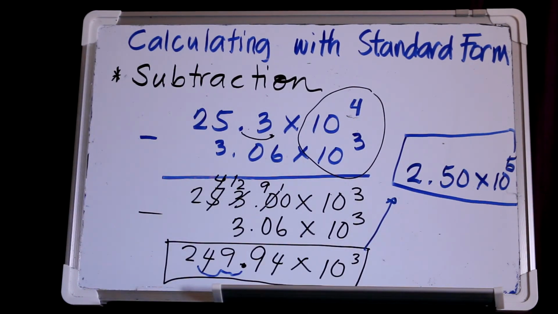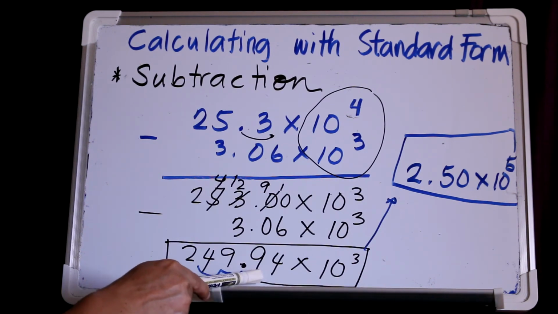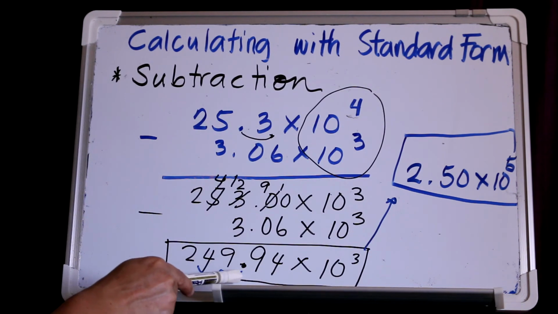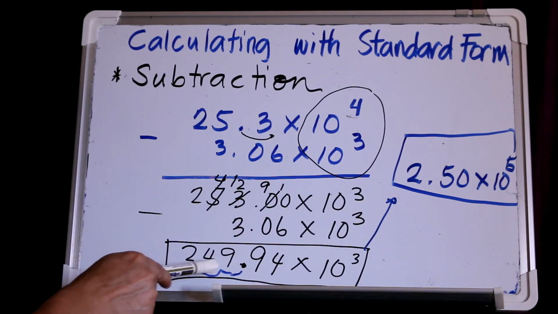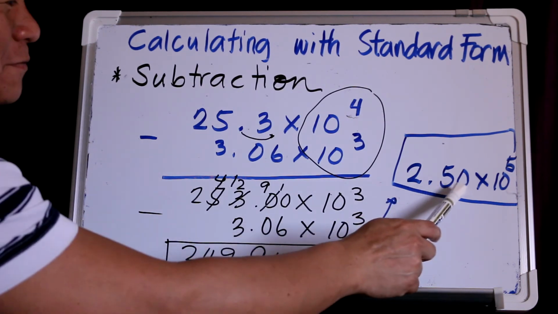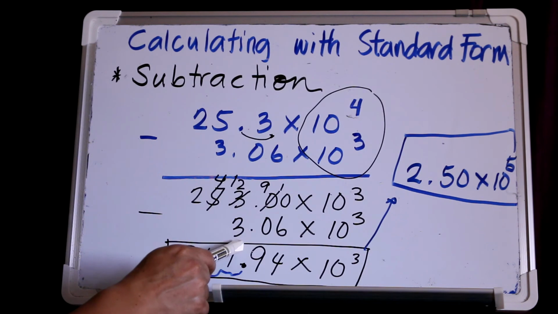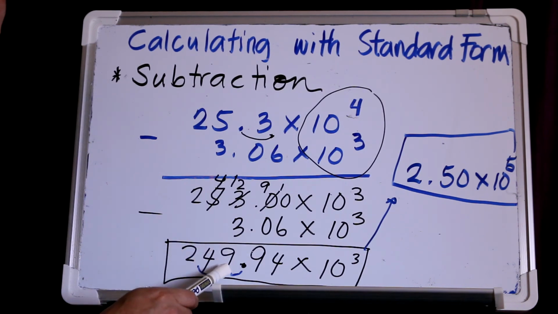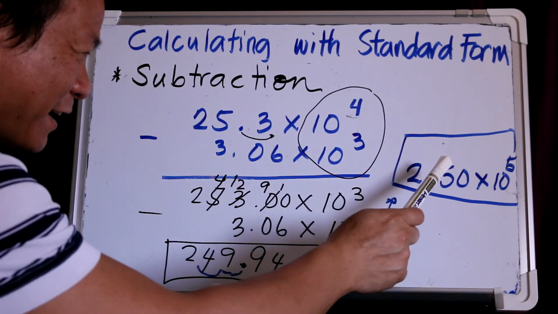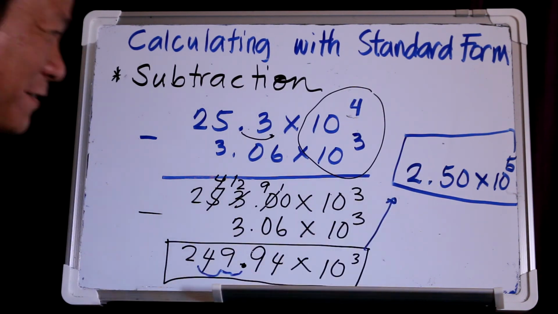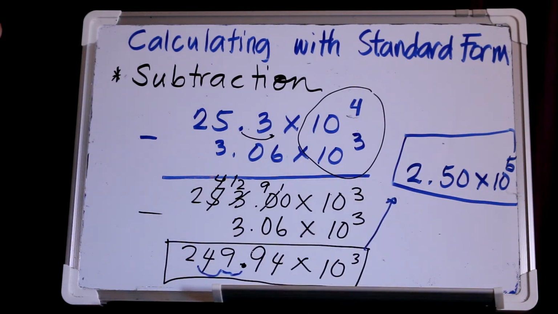Why does it become 2.50? See, this is a 9 right here. Alright? So when we move the decimal point, you will have 2.499. And then we have to make 2 decimal places only. So we will add 1 on the 9 here, because this is 9. And this becomes 10, we will add it to 4. So that is why we have 2.50 times 10 to the power of 5. Easy, right?